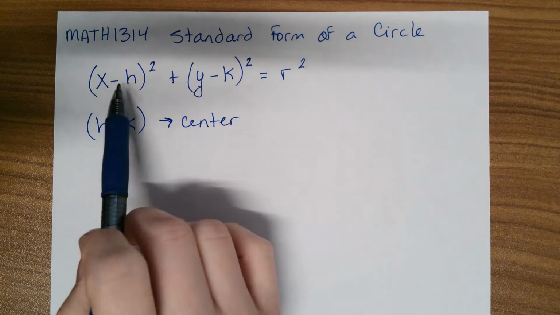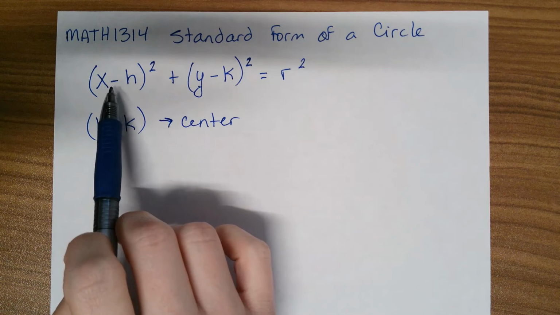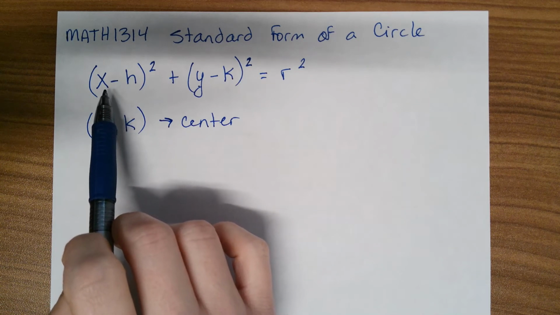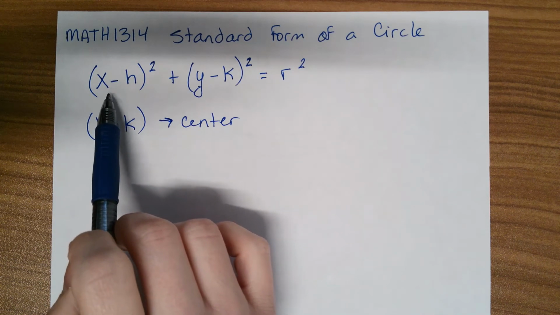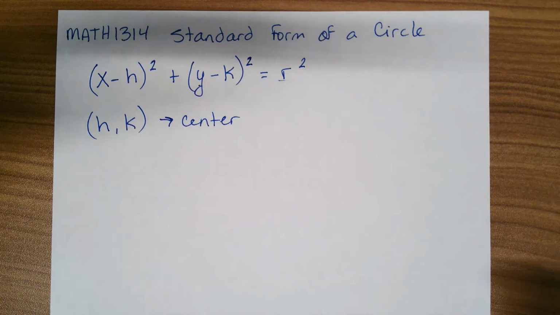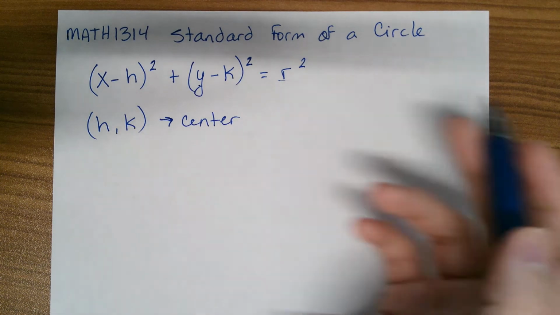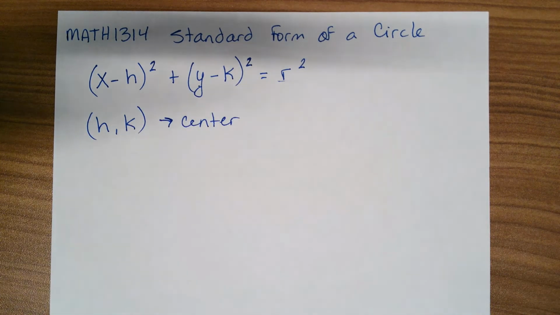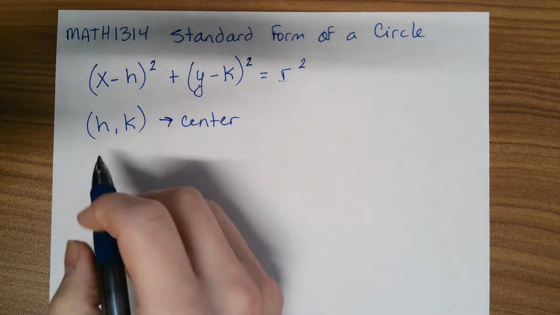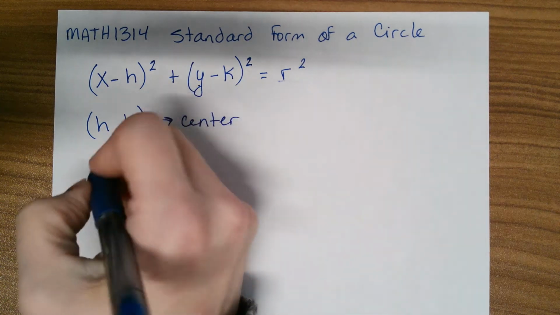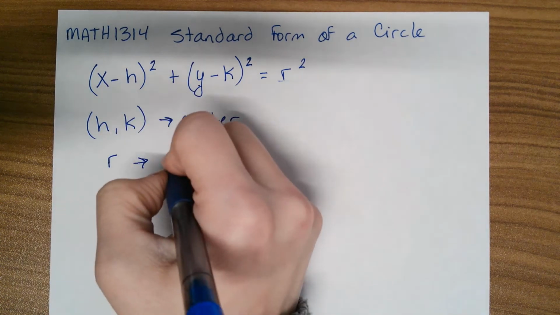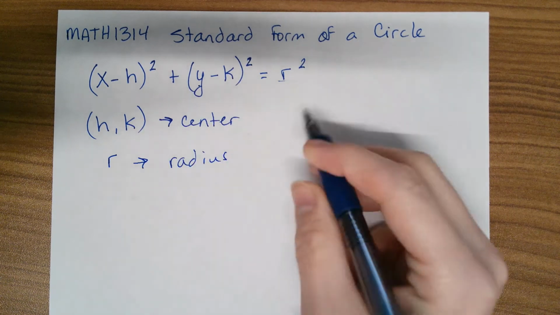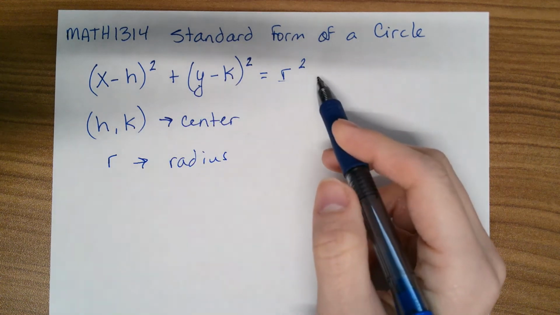Notice that inside my equation I have minus signs. Anytime you see a minus sign or a negative inside of an equation or a formula, think opposite. We'll come back to that in just a second, but remember, minus or negative means opposite. So h, k is our center and r is our radius. Now notice inside the equation, my radius is squared.